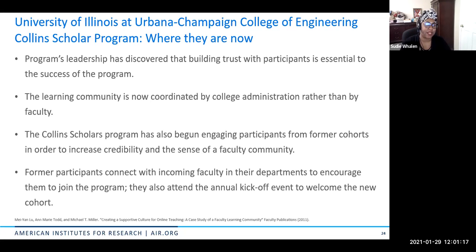Former participants connect with incoming faculty in the departments to encourage them to join the program. They also attend the annual kickoff event to welcome new cohorts. So basically, they're trying at this point to pull people back in. But what ended up going really wrong... Yikes, it's not the best trust building move. Right. I agree with that completely, Janie. So what ended up going wrong here is that the administration kind of took over the process. It wasn't moving along quite fast enough for them.